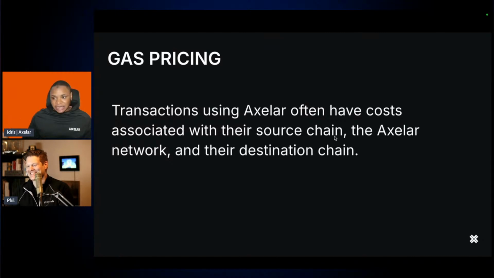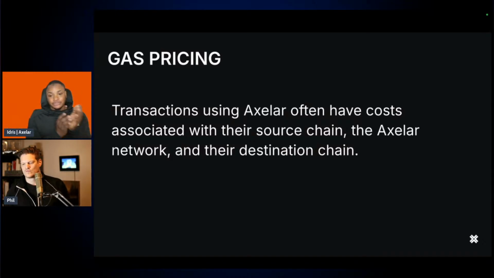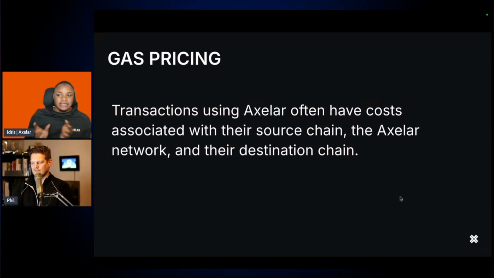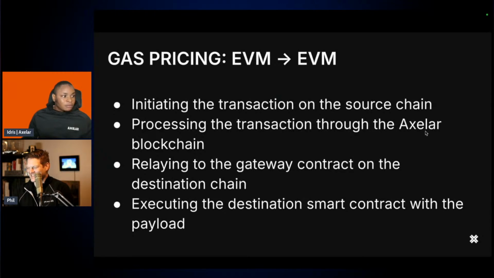Transactions using Axelar often have costs associated with the source chain, the Axelar network, and the destination chain. Remember the scenario I created, sending you hello Moralis dev on Base, where I'm initiating that call from Ethereum to Axelar and then to the destination chain. These are the things we consider when we talk about the cost associated with gas payments specifically. But there are different considerations. If you want to go from EVM to EVM, we think about different things. If you want to go from EVM to Cosmos, we think about others.